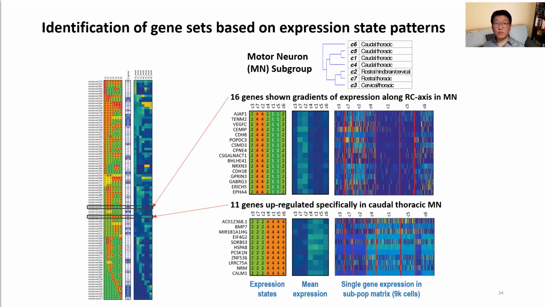So for example, for the motor neuron example here, I'm showing you 2 gene sets: one showing a gradient of expression along the rostral caudal axis, and the other showing the genes upregulated specifically in the caudal thoracic motor neuron. And interestingly, a number of these genes have a regulatory function, such as transcription factors or signaling proteins. And so they could be good candidates for driver genes, which can be further functionally validated.